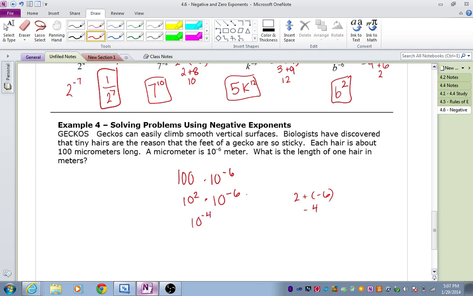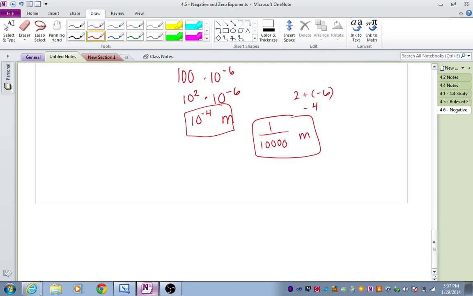Okay, and we can say 10 to the negative 4th meters. Okay, because in this case it doesn't say to write it without a negative. Or we can also say 1 over 10,000 meters. Either answer is acceptable.